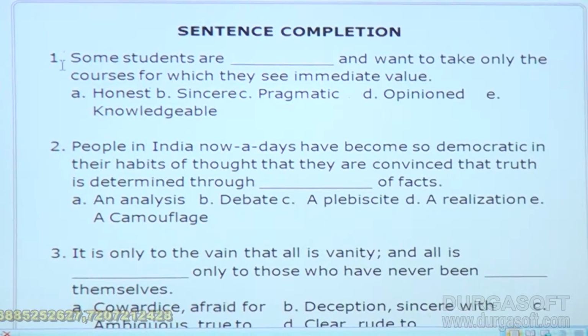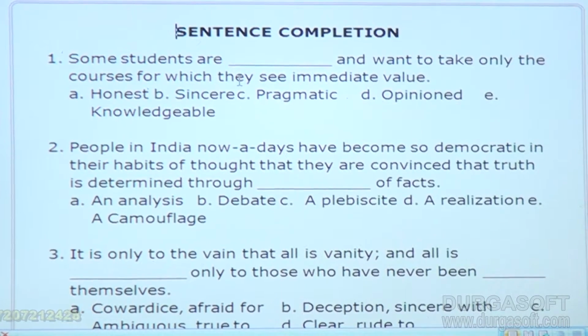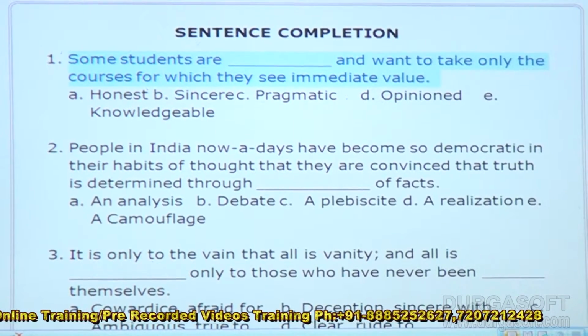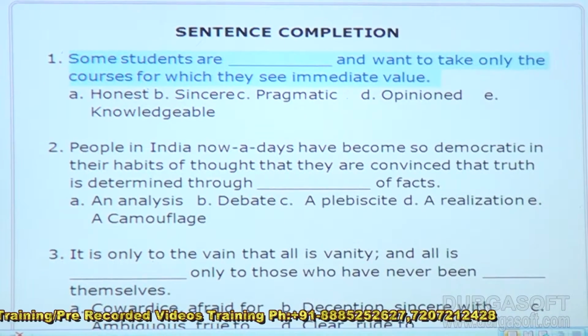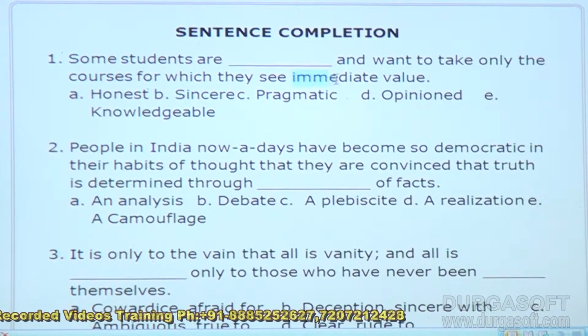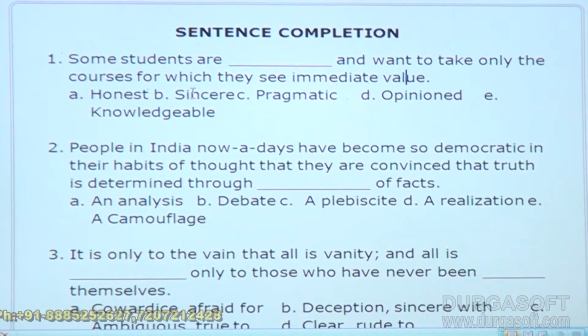Let us see. Some students are blank and want to take only the courses for which they see immediate value. So when the sentence is like this, some students are honest and want to take only the courses for which they see immediate value? No. If the students are honest, then they don't look for immediate value. They always look for long-term value. So honest is avoided. Next, sincere.